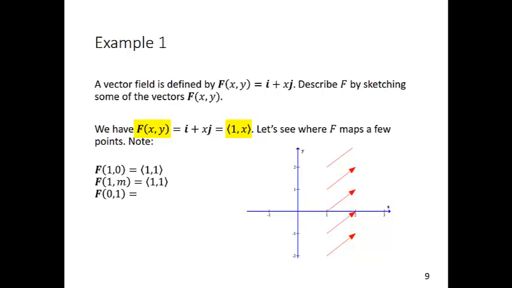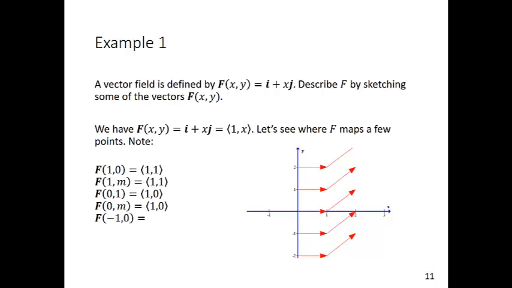So, F takes the point (0, 1) to the vector ⟨1, 0⟩. So starting at the point (0, 1), we will draw a vector that moves to the right 1 unit, but doesn't move up or down at all. Notice that this vector field takes any point whose x-coordinate is 0 to the vector ⟨1, 0⟩. So let's sketch some more of those. For other points whose x-coordinate is 0, they will map to vectors that go to the right 1 unit, but don't go up or down at all.